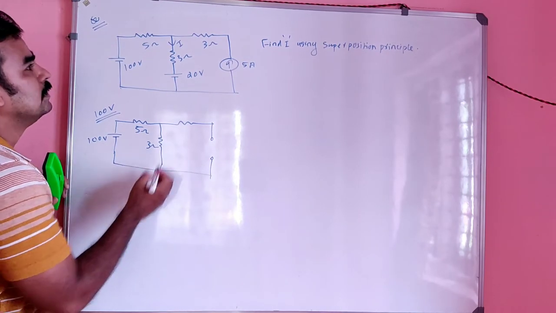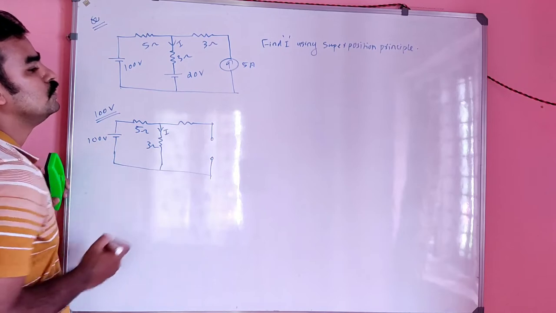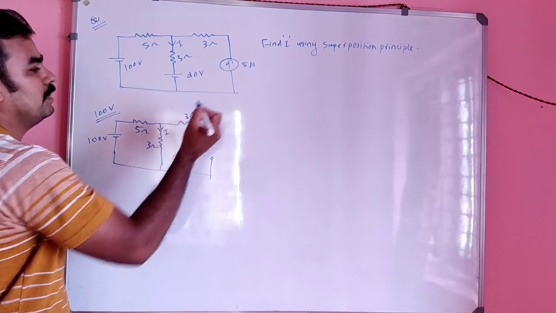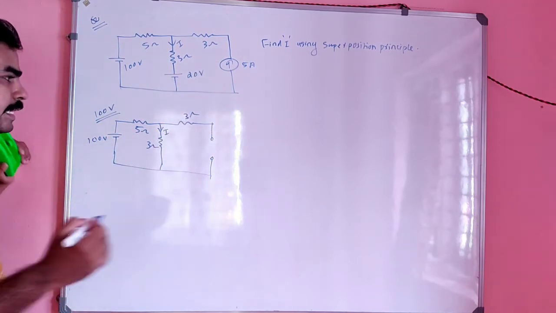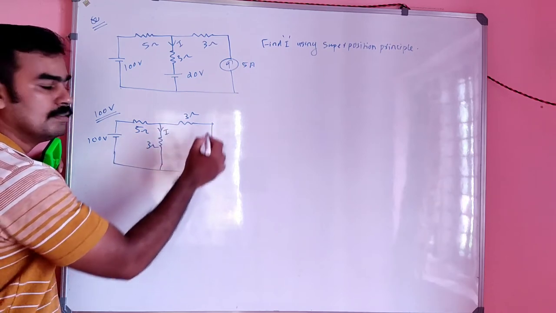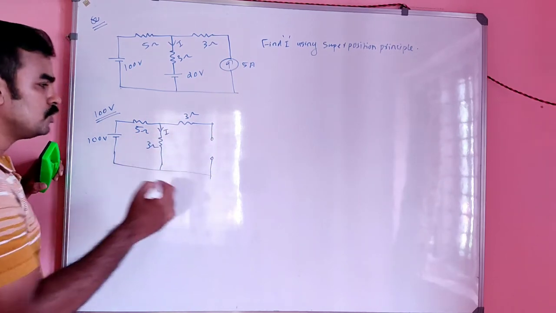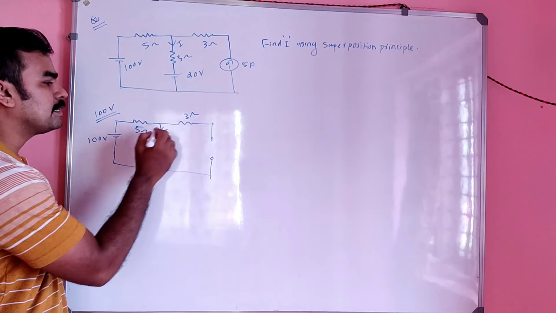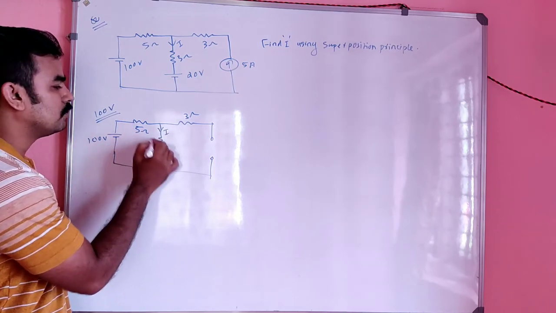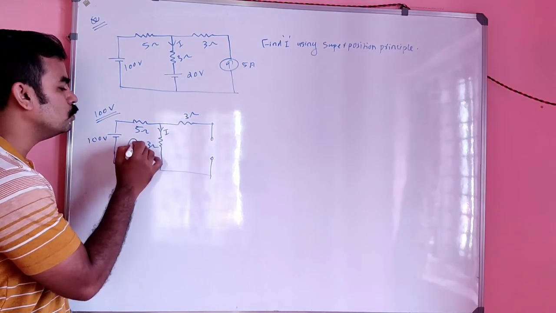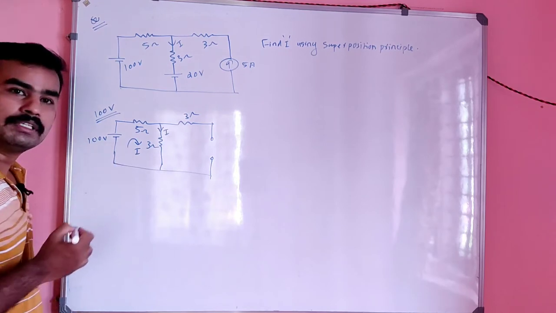Is it clear? And this is I, and this is 3 ohm. Is it clear? That means there is no flow of current through this path, right? Because it is open circuited. So you need to calculate only the current I here. That is nothing but the total current I, the loop current I.